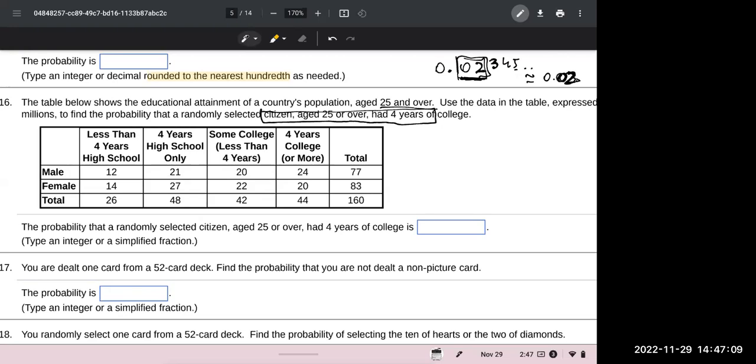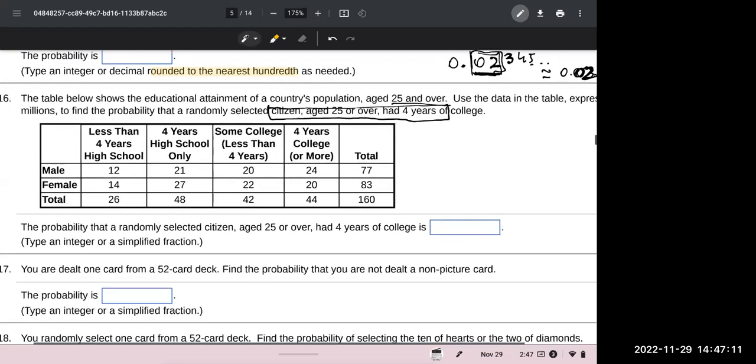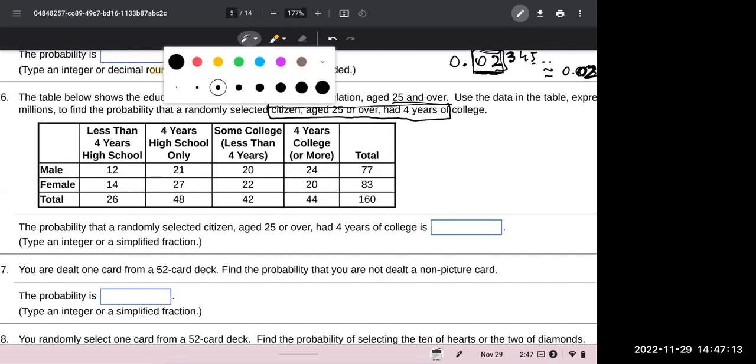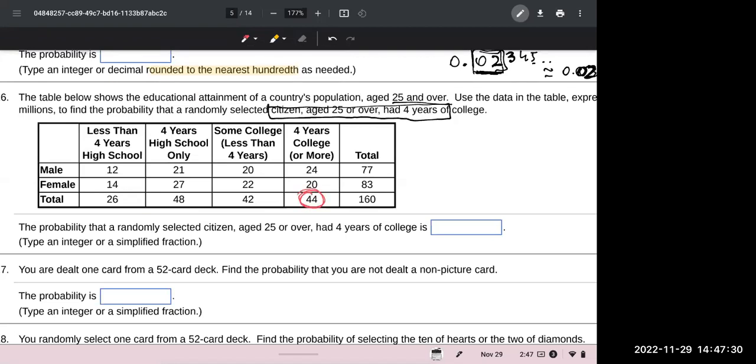Okay, so let's look into that table. Citizen, so it means it doesn't matter what the gender is. We're going to look for people age 25 or over who had 4 years of college. So that's going to be 44 million, okay? They said citizens, so it doesn't matter which gender. So the total amount of people with 4 years of college is 44.